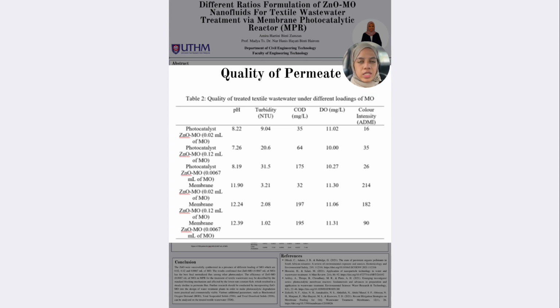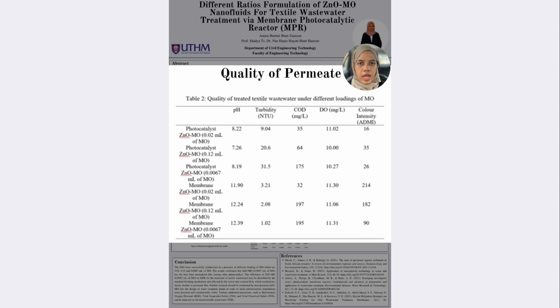For the analysis of dissolved oxygen, it can be seen that all of the photocatalysts are deemed acceptable due to their high concentration of dissolved oxygen, allowing for the safe discharge of treated textile wastewater into the environment in order to protect the water quality of the environment and aquatic life. ZnO-MO with 0.0067 ml of MO has the highest concentration of dissolved oxygen, which is 11.31 mg per liter, compared to the other photocatalysts. The higher dissolved oxygen concentration for ZnO-MO with 0.0067 ml of MO may be attributable to the breakdown of H2O2 acting as a source of oxygen.